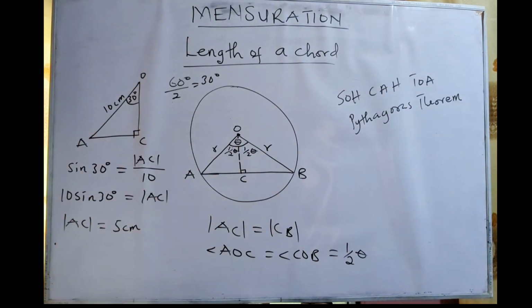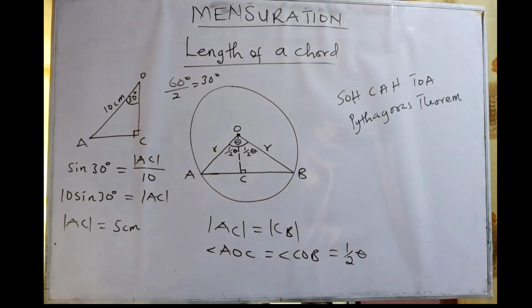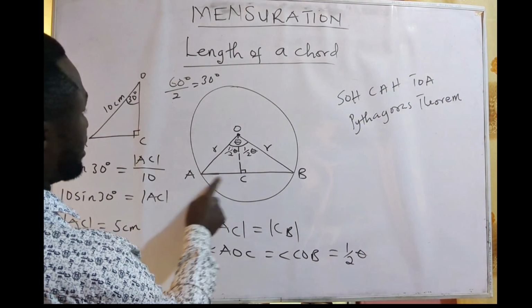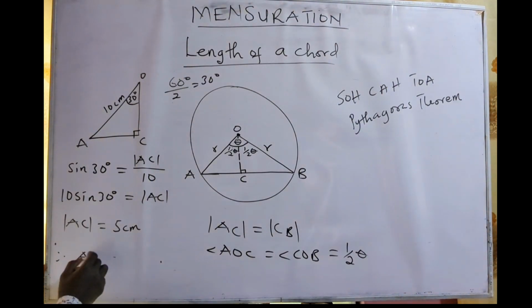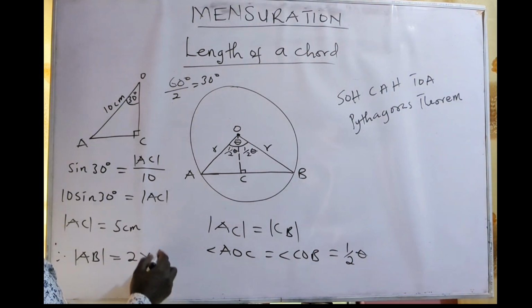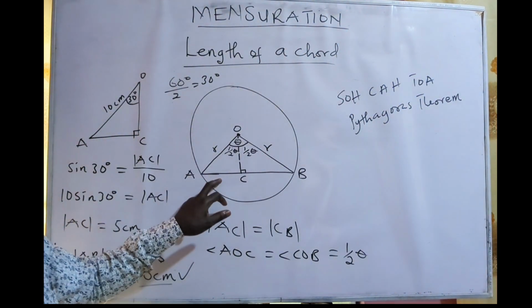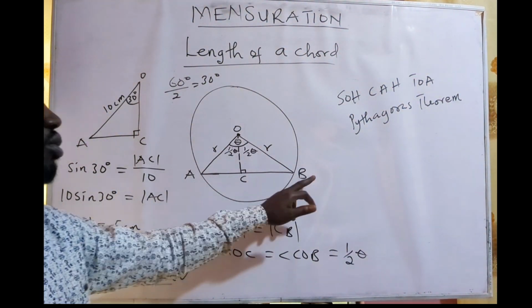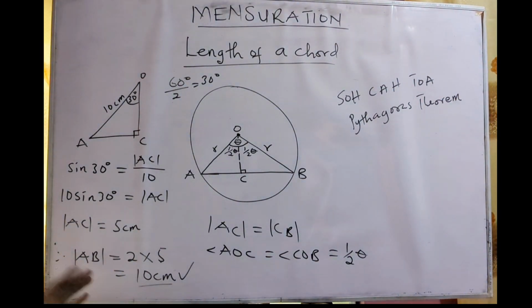And if that is 5, and we are supposed to calculate, let's say, the length of the chord AB. So what do you do? Because AC is the same as CB, then I'll say that therefore my AB is equal to 2 times AC, 2 by 5, and that will give me 10 centimeters. So you calculate the length of one side, and then you multiply by 2, and then you get the entire length of the chord. All right, you see, that is so simple.